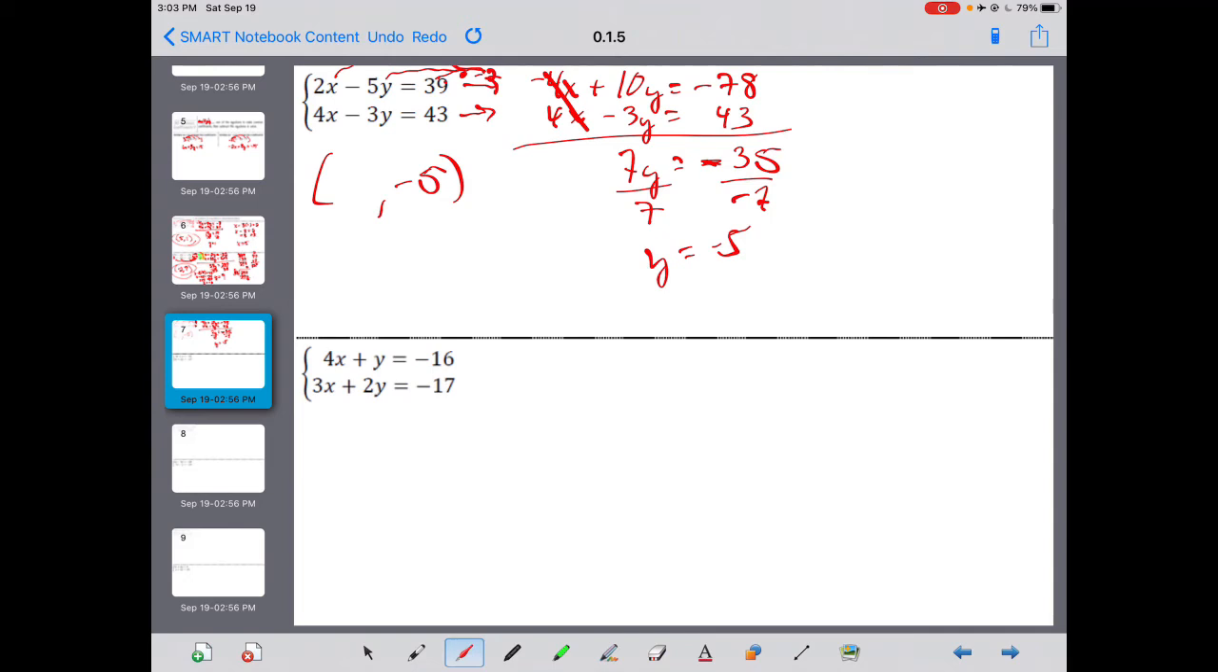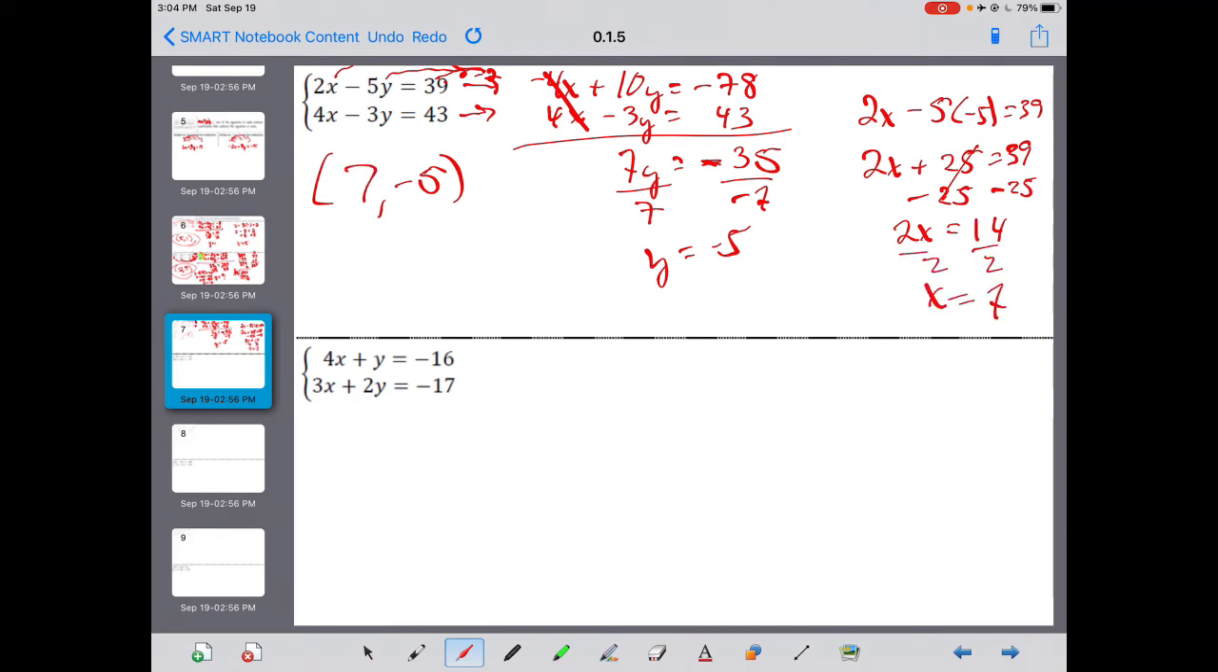Perfect. We're going to plug it in somewhere. Doesn't really matter. Let's say 2x minus 5 times -5 equals 39. 2x plus 25 equals 39. 2x, oh, nope, got to do something first, don't I? Okay, minus 25, both sides. 2x equals 14. 9 minus 5 is 4. 3 minus 2 is 1. Divide by 2. X equals 7. We get 7, negative 5. Okay.